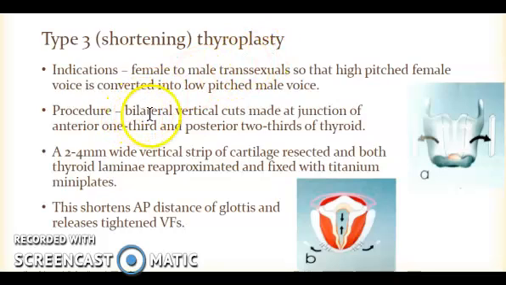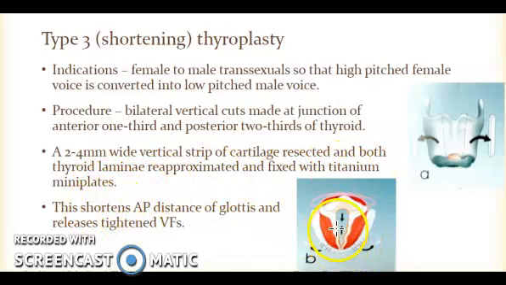The procedure involves bilateral vertical cuts made at the junction of anterior 1/3 and posterior 2/3 of the thyroid cartilage. You can see that vertical cuts are made. Here also you can see a 2 to 4 mm wide vertical strip of the cartilage is resected in such a way that both thyroid laminae are reapproximated and fixed with titanium mini plates. These portions are sliced and removed, and then the remaining portion will be tightened or stitched back with the help of titanium mini plates.